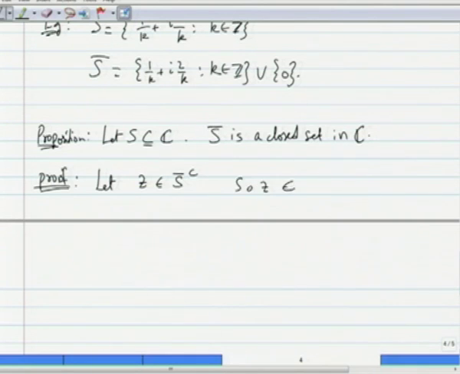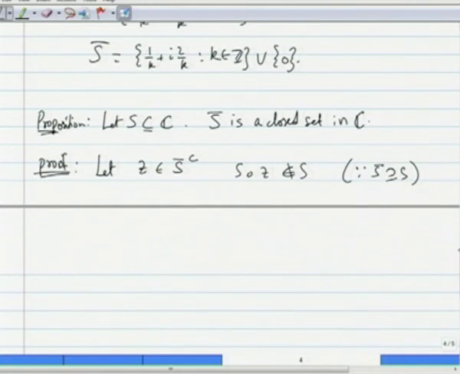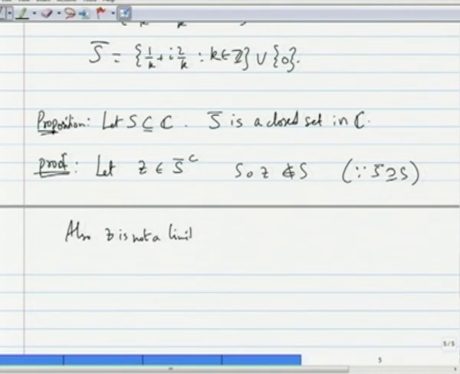So Z cannot belong to S, since S closure contains S. So, in particular Z cannot belong to S. Also, Z is not a limit point of S, because limit points are also contained in S closure. Which implies there is an epsilon positive.